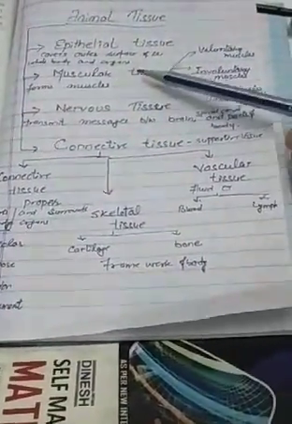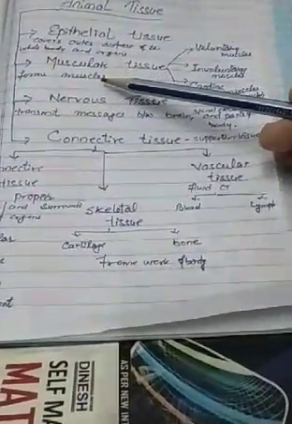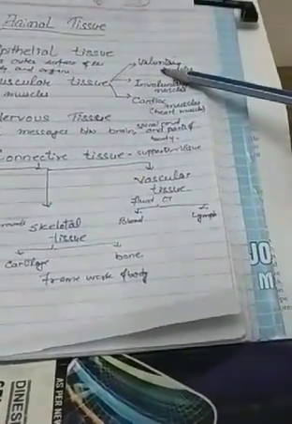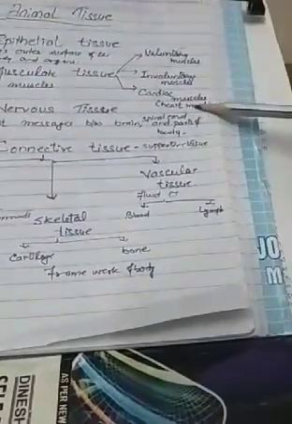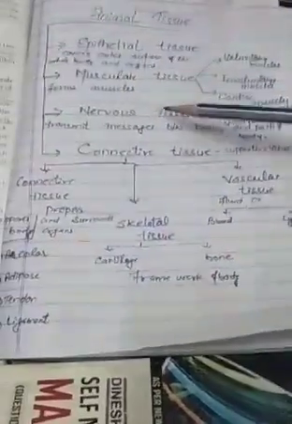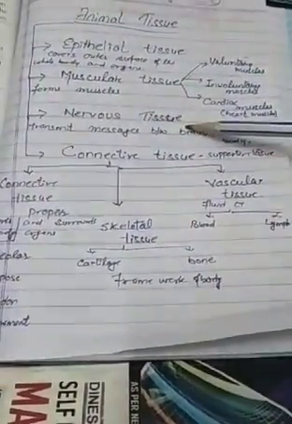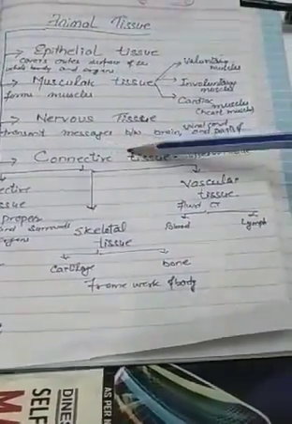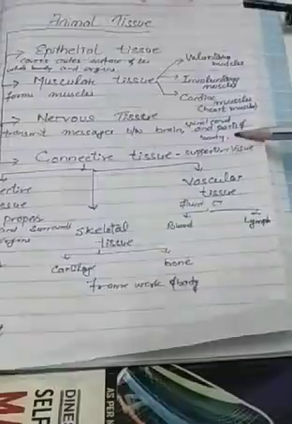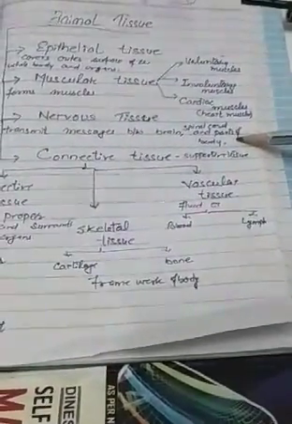Second type is muscular tissue, which forms muscles. And there are three types of muscles: voluntary muscles, involuntary muscles, and cardiac muscles, which are known as heart muscles. Third type of tissue is nervous tissue, and its main function is to transmit messages between brain or spinal cord and parts of the body.